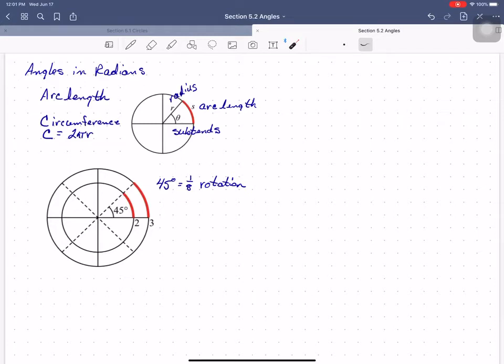So we can figure the arc length of either of these marks. So let's figure the outer one. S equals 1/8 of my circumference. Or we usually write that as pi over 4 times r.